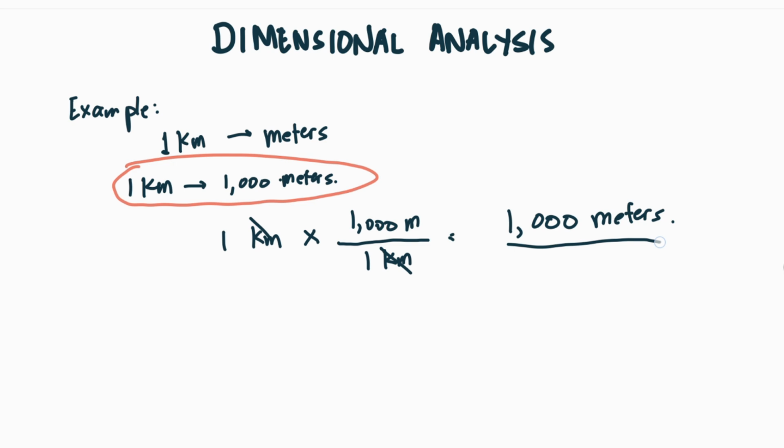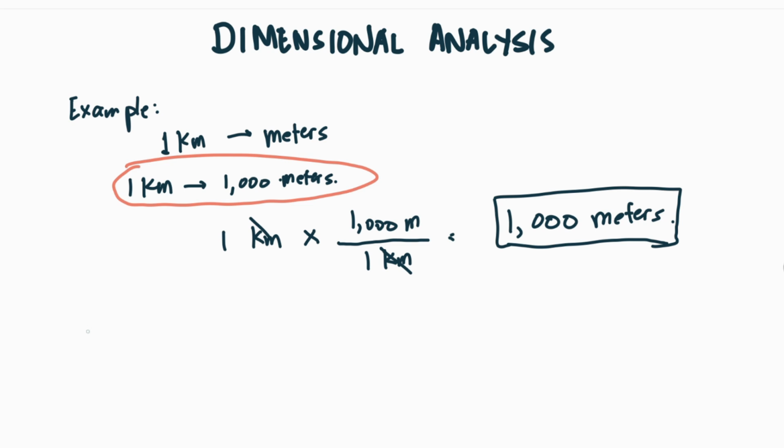So this process is actually very easy to remember. Just always take note that the units that you want to be cancelled should be set opposite each other in the fraction. Okay? So let's have another example.